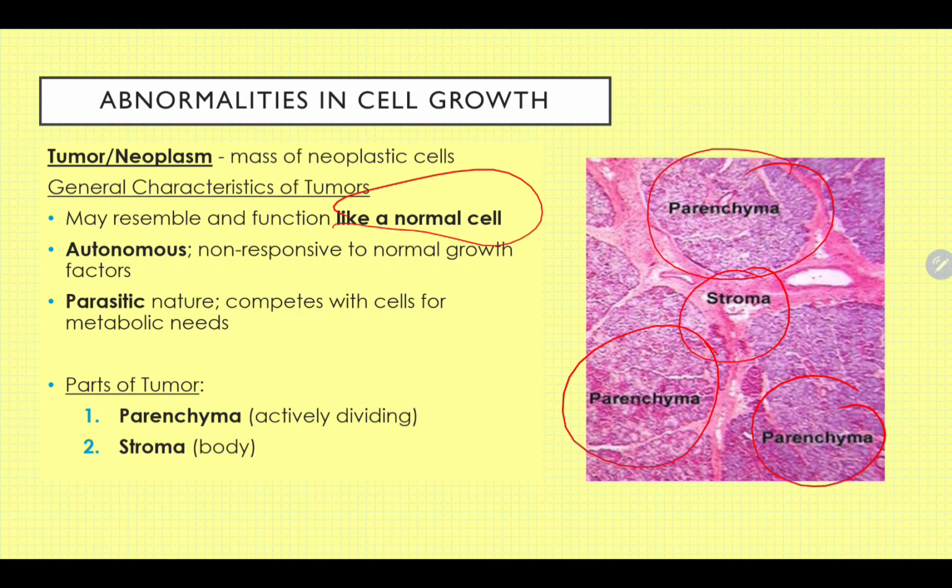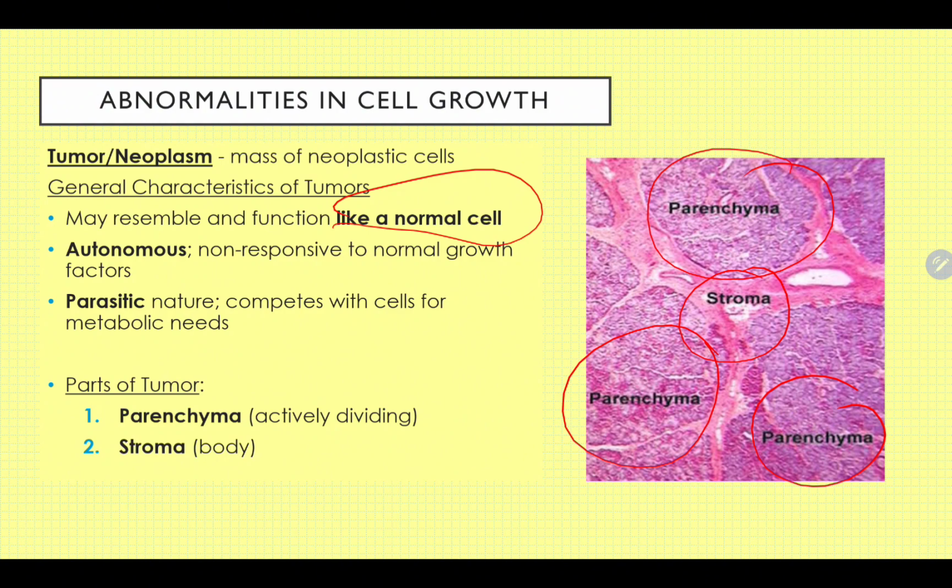Since the parenchyma are the ones actively dividing, here you can see, as I said earlier, different changes in the cell. You can see the cells here actively undergoing mitosis, nagka-divide. So you can see hyperchromatism here, as well as the presence of mitotic bodies, because that would signify that the tumor cell is actively dividing.